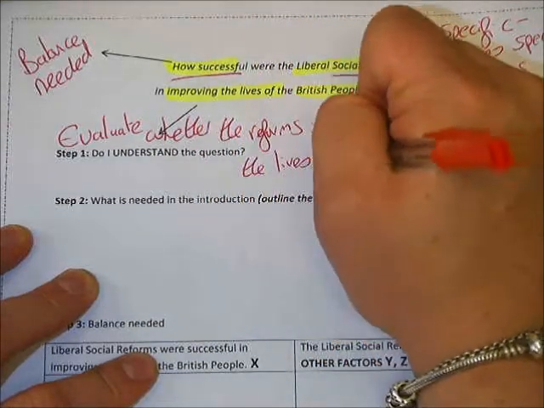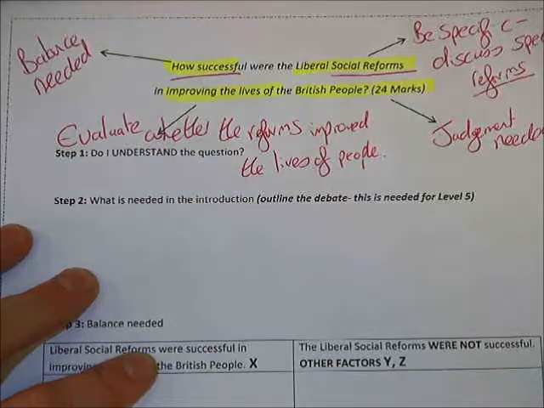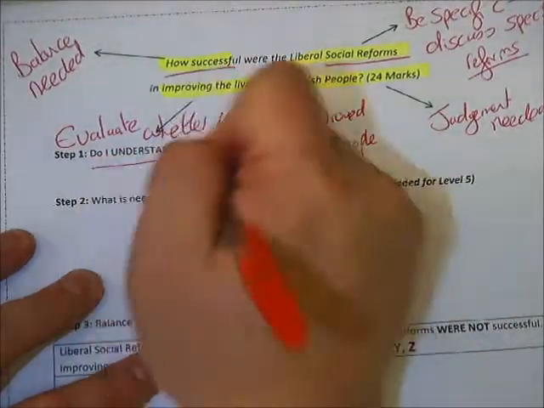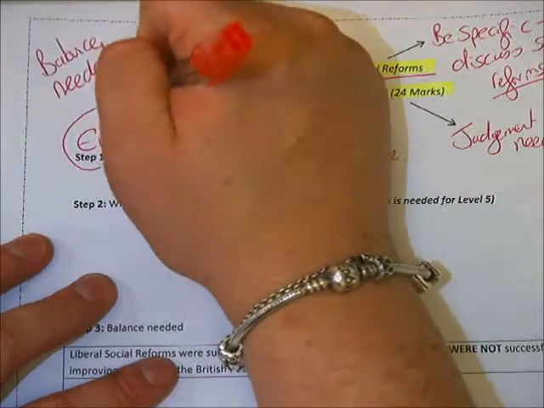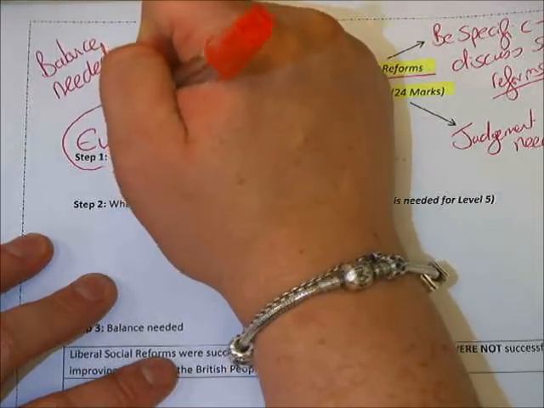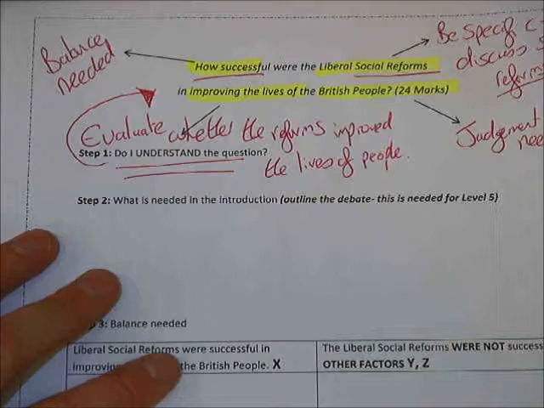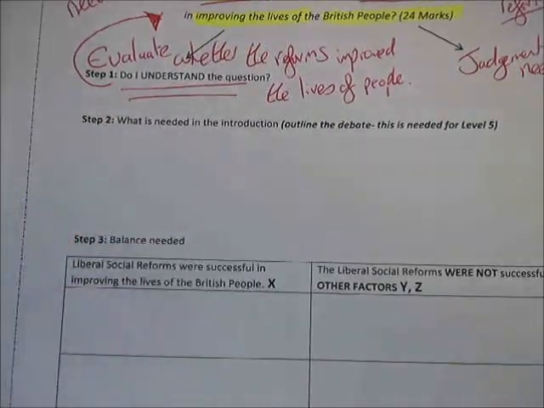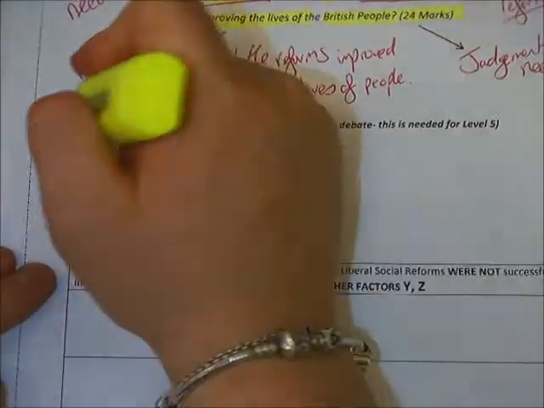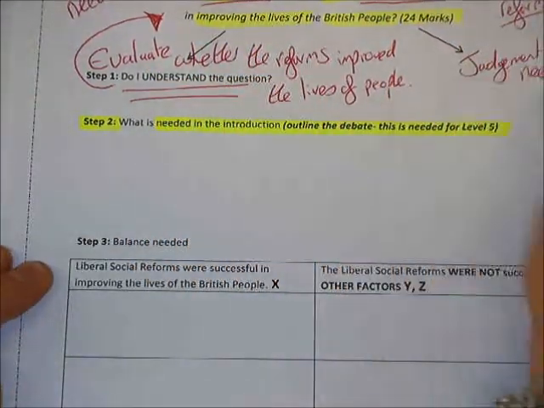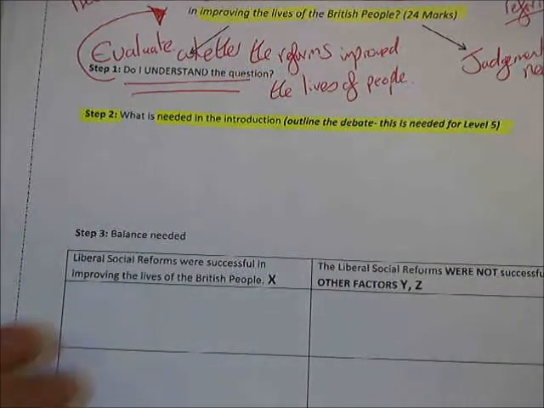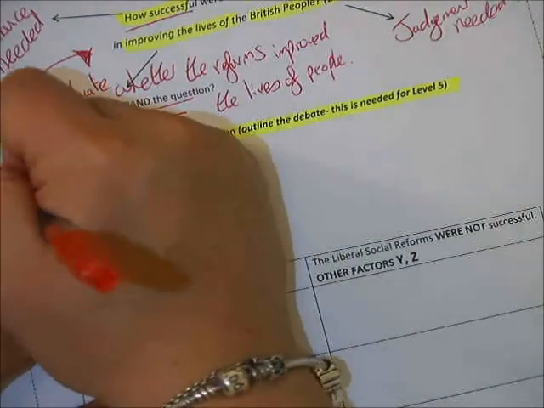In step 2, I recommend actually planning out an introduction. Now, a 24 mark answer really should have an introduction. It doesn't have to be very big, it should really be short and to the point. And in it you should outline the debate, because really if you want that level 5, we need to be showing the examiner that you understand the debate at hand.